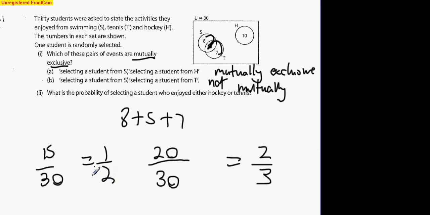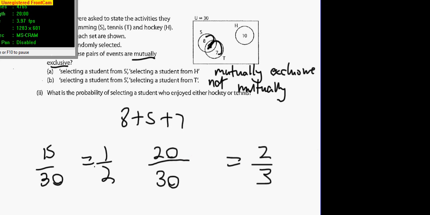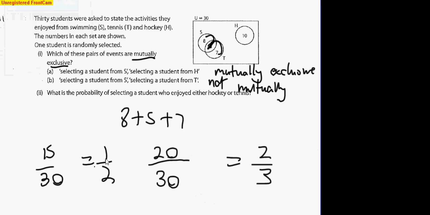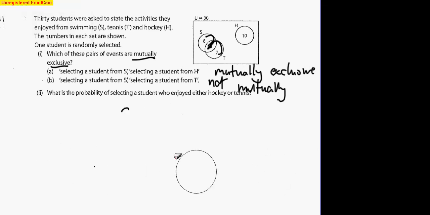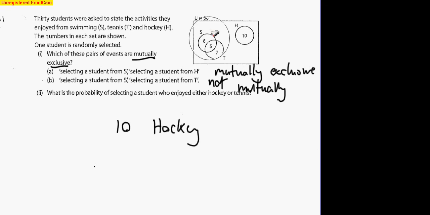Yes, Jack. Excuse me, guys. Hockey or tennis? I did swimming or tennis that time. Hockey or tennis is this one here. 10 people do hockey and tennis only. It says hockey or tennis. That doesn't include swimming. So we're going to go for 7 people who do tennis only. That means it'll be 17 people out of 30 who like hockey or tennis only. So the answer is 17 out of 30.